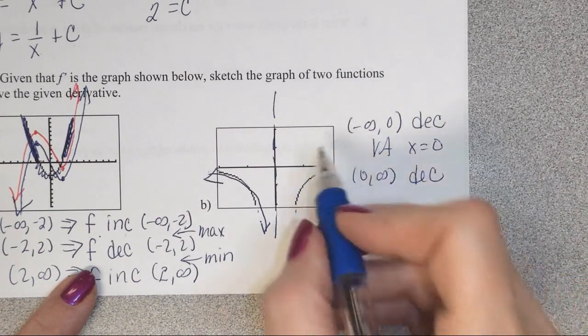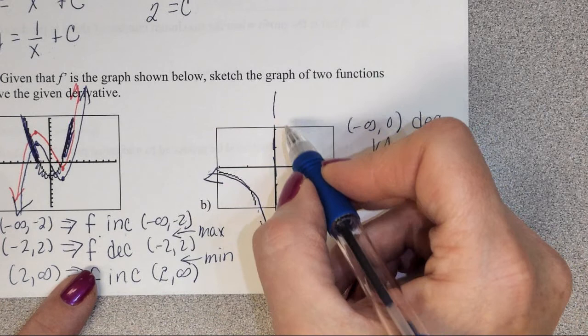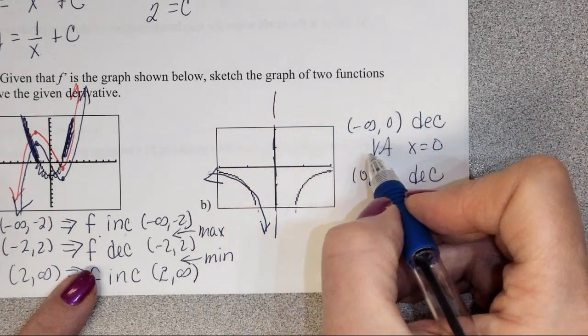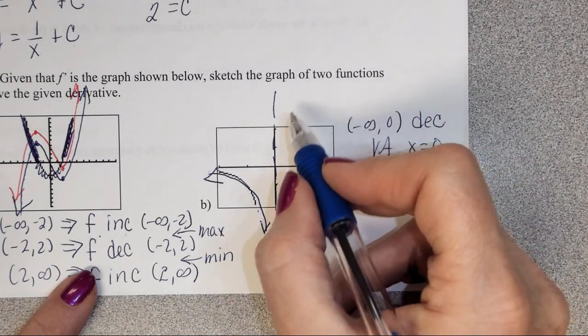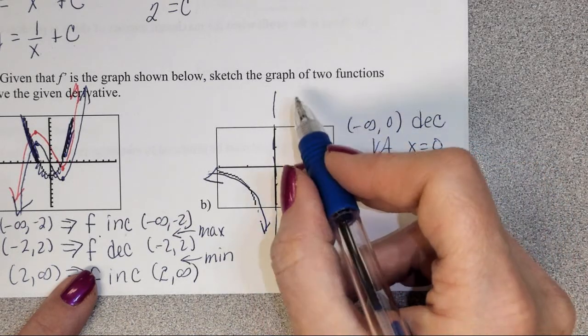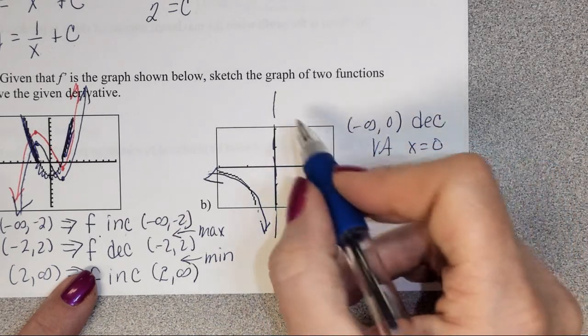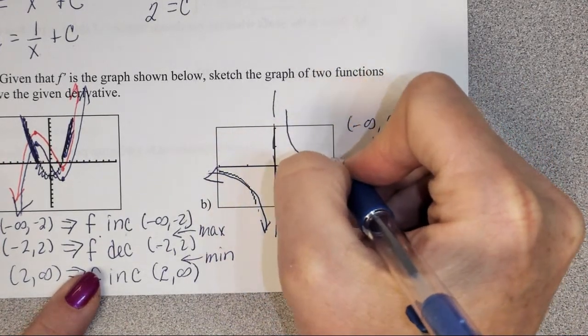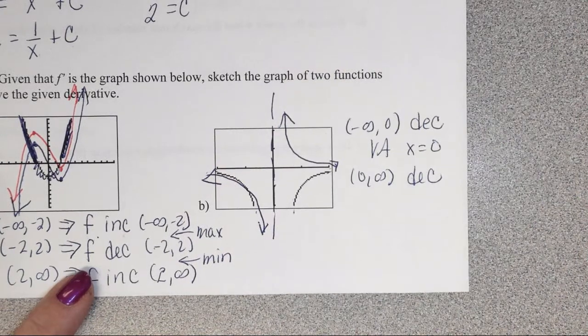From 0 to infinity, my function had to be decreasing. Is that going to be A or B? Which one's going down? A. So this could have been my original function.